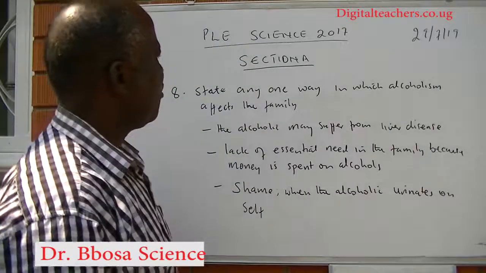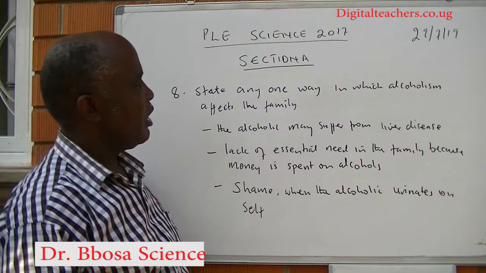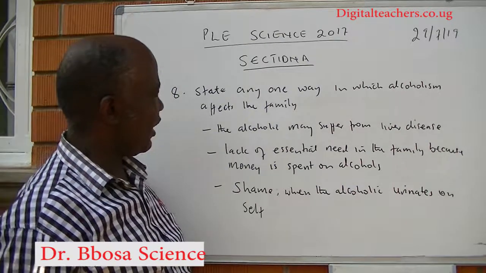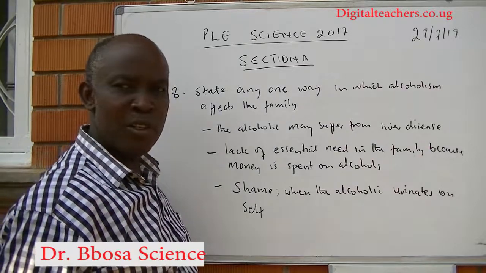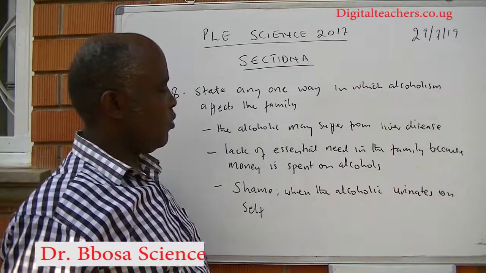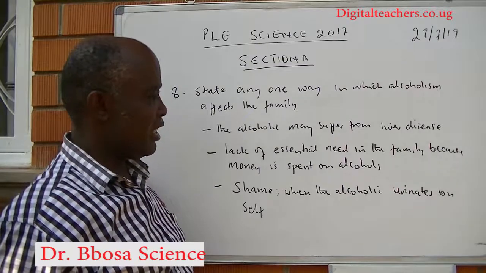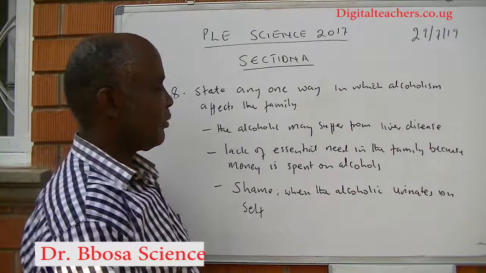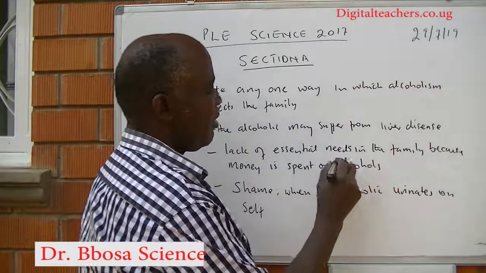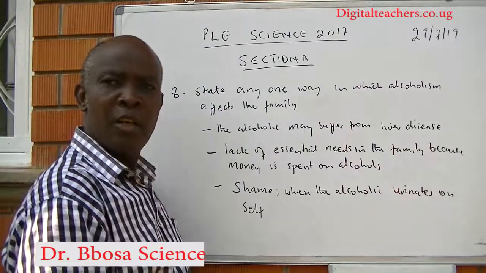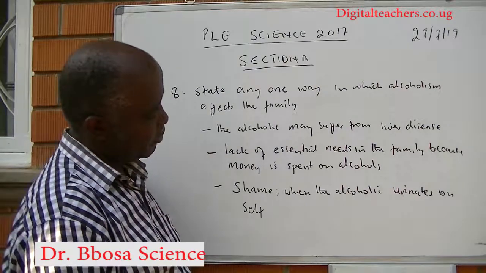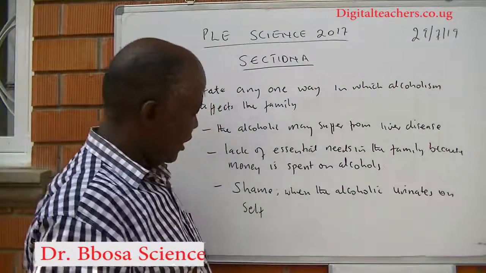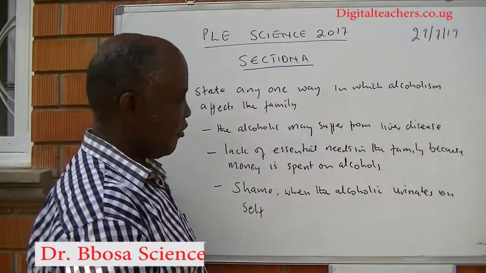Number 8, state one way in which alcoholism affects the family. 1, the alcoholic may suffer from liver disease. 2, the family will lack essential needs because the money is spent on alcohol. 3, shame if the alcoholic urinates on self.